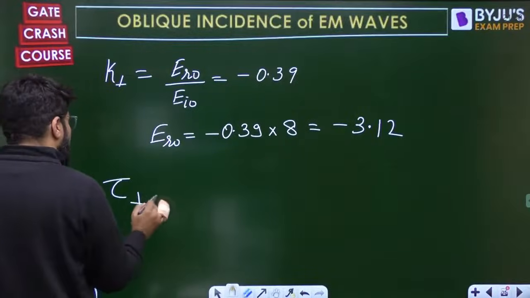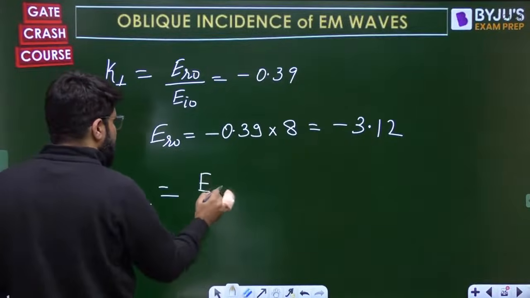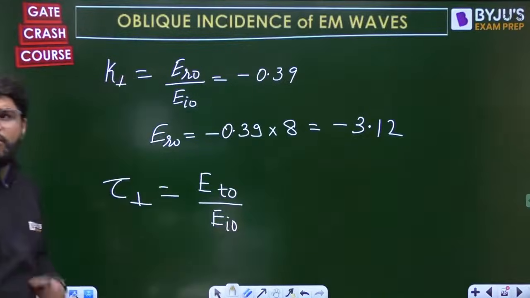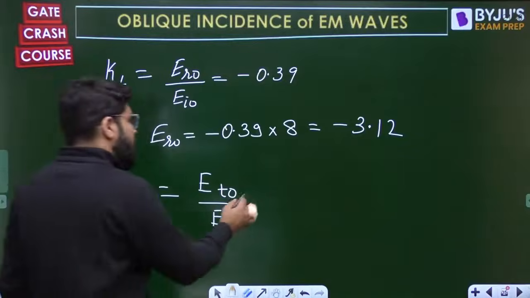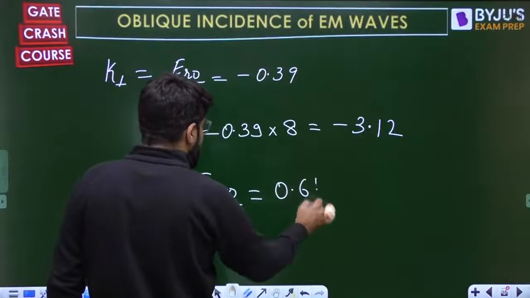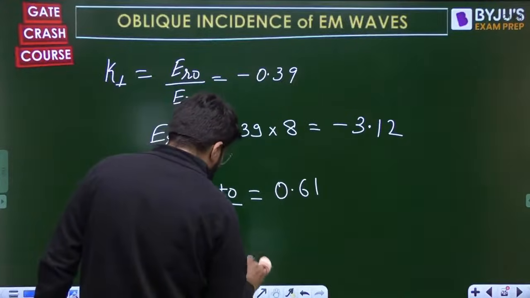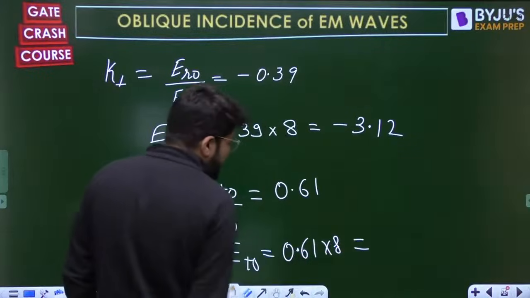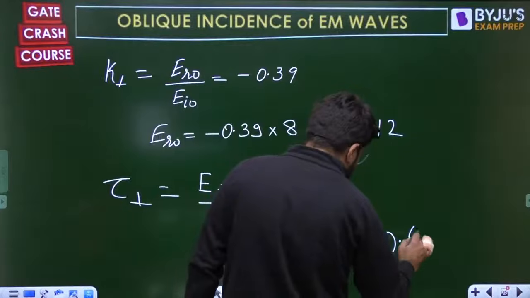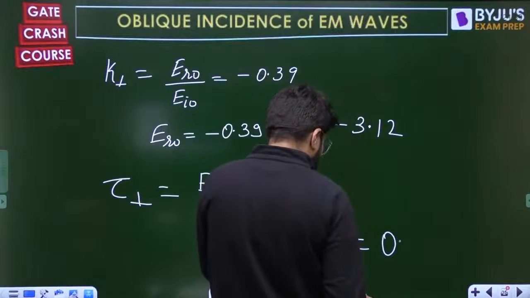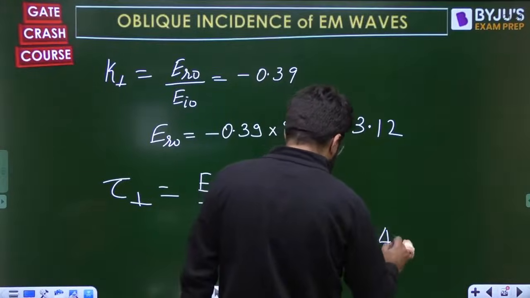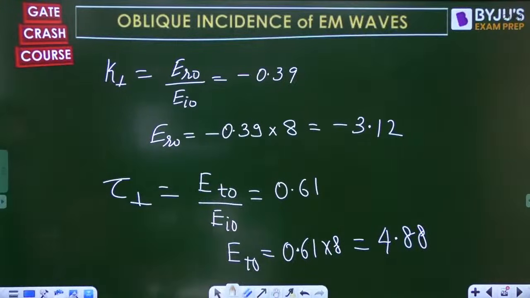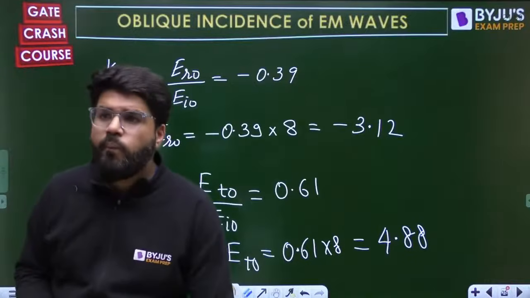Similarly, tau perpendicular is given by the definition ET naught upon EI naught, the ratio of the transmitted amplitude to the incident amplitude, and this is calculated as 0.61. So what should be the ET naught? This is 0.61 multiplied by 8. Oh, sorry, it should be 4.88. 0.61 into 8 is 4.88. This is also done.